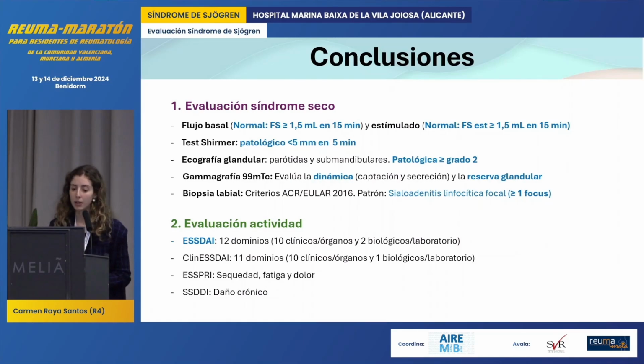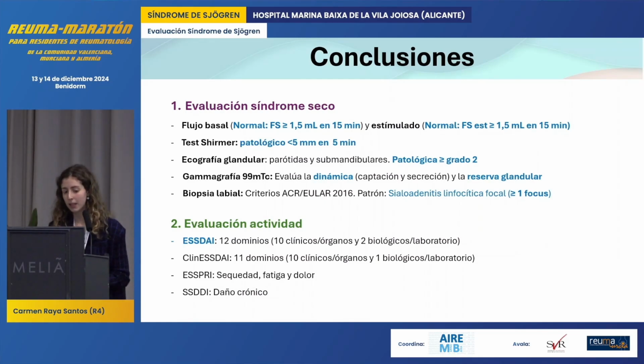And glandular scintigraphy, which is becoming increasingly important, and with all the articles we've reviewed, it will be used more and more in clinical practice. It is considered pathological when involvement assessed by OMERACT is greater than or equal to grade 2. Scintigraphy allows us to observe the dynamics of glandular reserve. And the labial biopsy is included in the 2016 ACR-EULAR criteria. And the typical pattern is focal lymphocytic sialadenitis, and it must have a focus score greater than or equal to 1.